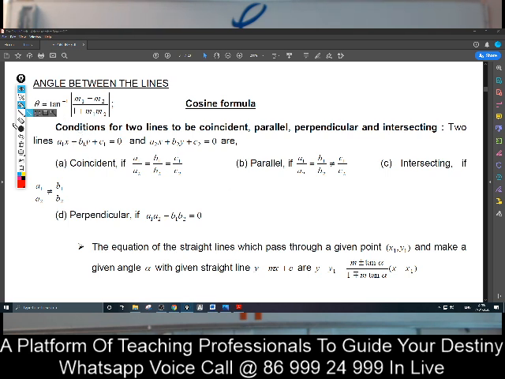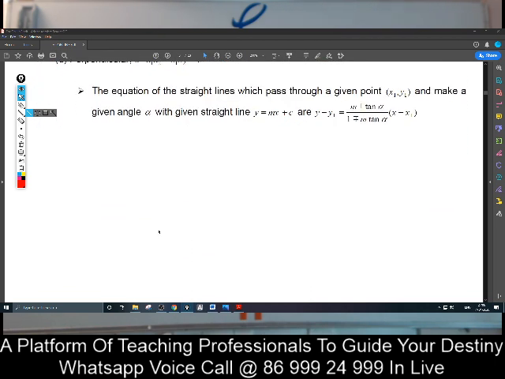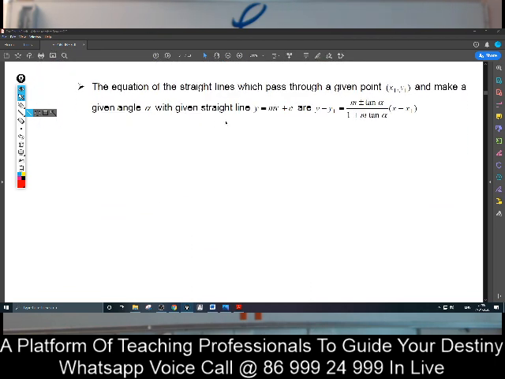Now coming to the next part: the equation of a straight line which passes through a given point (x1, y1) and makes a given angle alpha with the straight line y is equal to mx plus c, or y minus y1 is equal to (m plus or minus tan alpha) divided by (1 minus or plus m tan alpha) into (x minus x1). Let us understand this slope first. If you understand slope, everything is done.